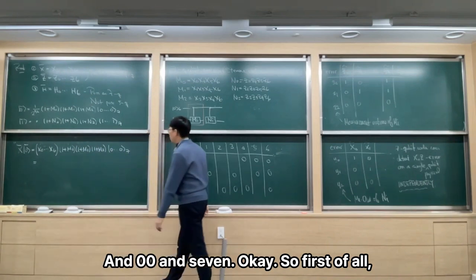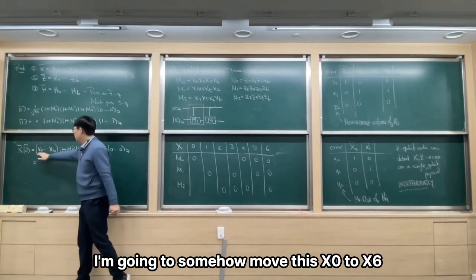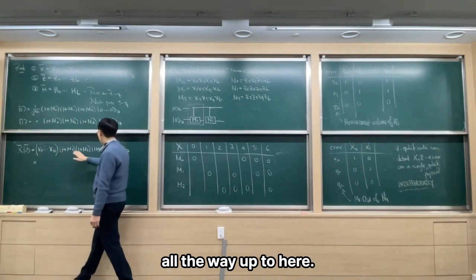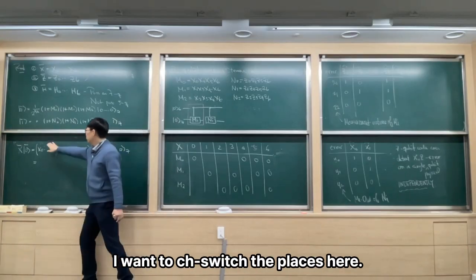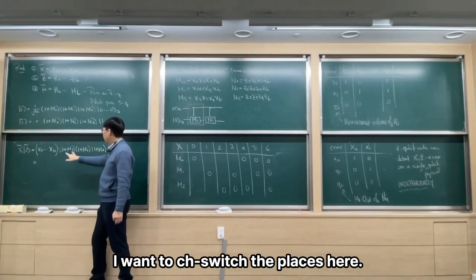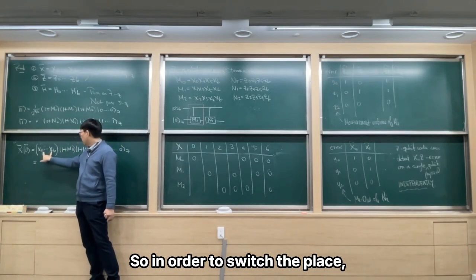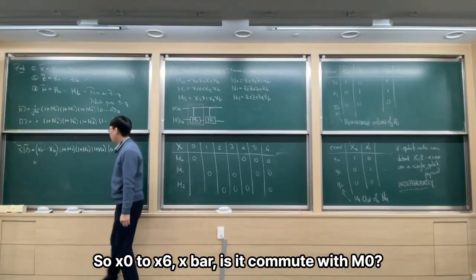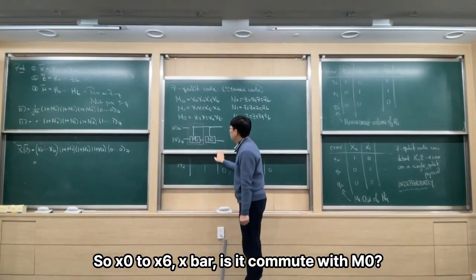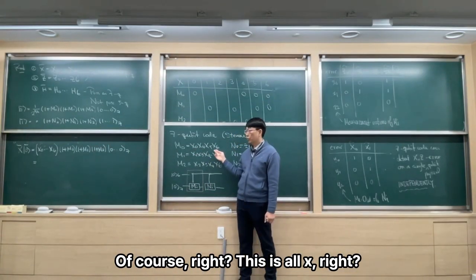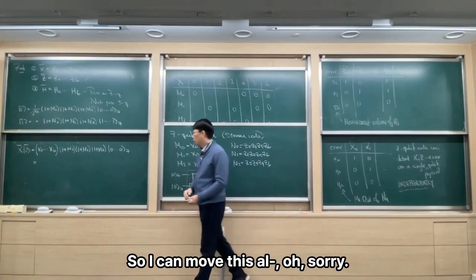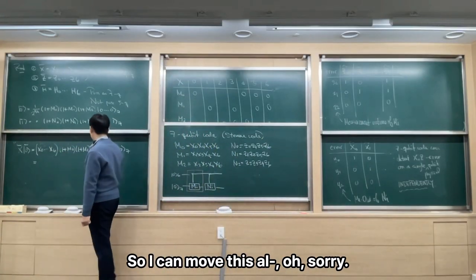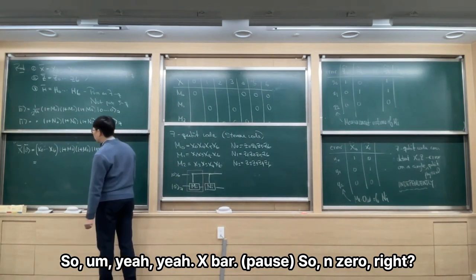So first of all, I'm going to somehow move this X0 to X6 all the way up to here. I want to switch the places here. So in order to switch the places, I have to think about the commutativity with M0, right? So X0 to X6, X bar, does it commute with M0? Of course, right? This is all X, right? X commutes with X, right? So I can move this all, yeah, X bar.